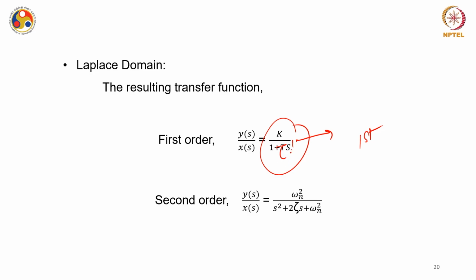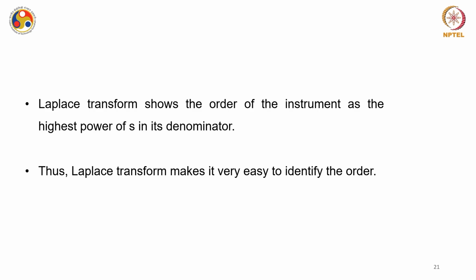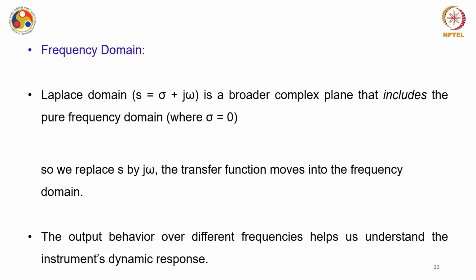Particularly, we are mostly looking at the power of s in the denominator. For the second order, the transfer function is something like omega n square by s square plus 2 zeta omega n s plus omega n square. The highest power of s here is 1, here it is 2, so it is a second order equation or second order measurement instrument. The Laplace transform shows the order of the instrument as the highest power of s in the denominator. Therefore, the Laplace transform makes it very easy to identify the order of the system. Once you have converted into the Laplace transform, it becomes even easier.